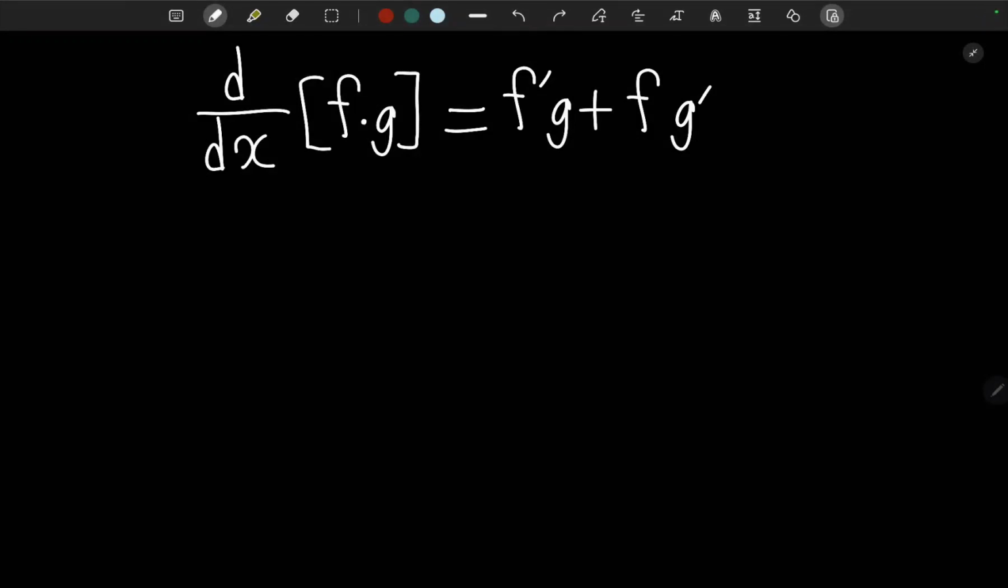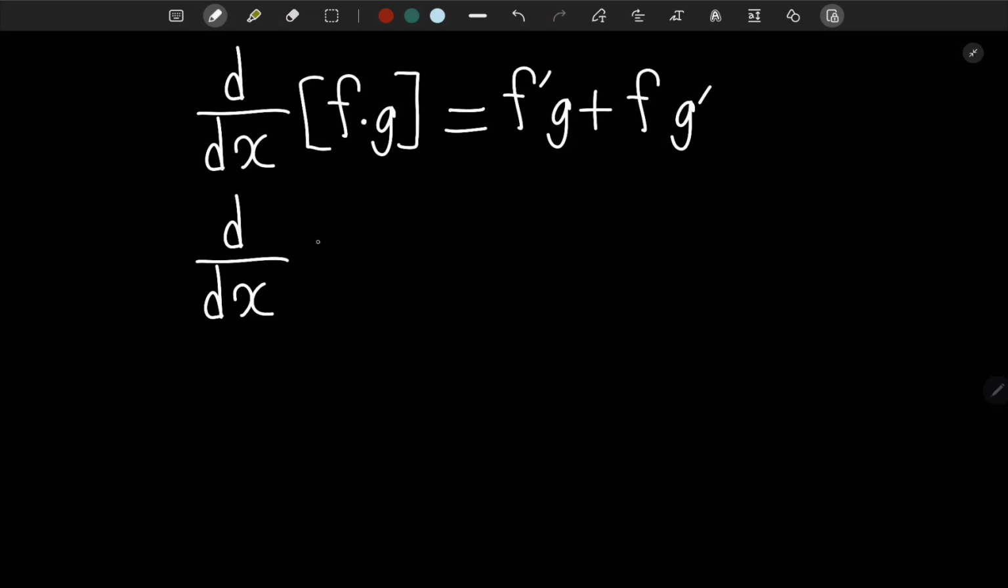So in this video, we will learn how to use the product rule to find the derivative, and this is the standard formula that you need to memorize when we have two functions called f and g. It is equal to f prime g plus fg prime, and let's do an example to understand this better.